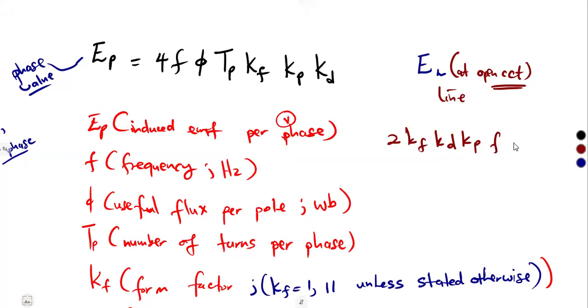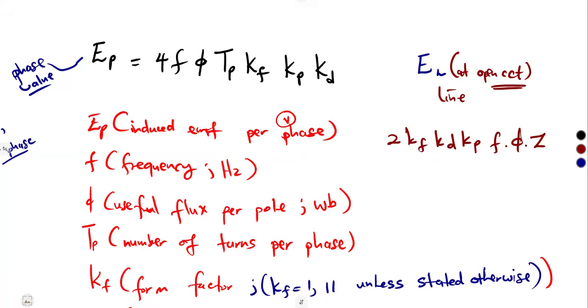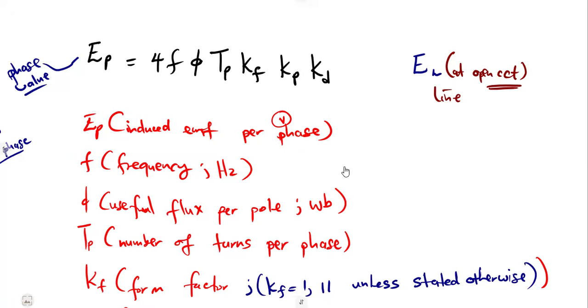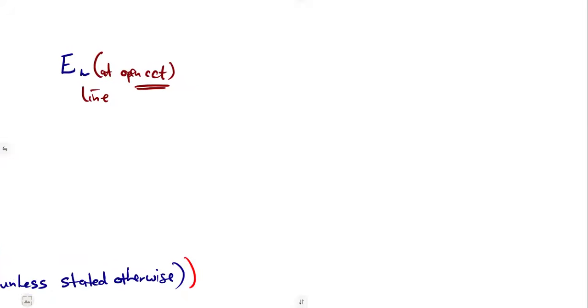KP times the frequency, useful flux, and the number of conductors. You have this formula as it is from your formula sheet. So guys, do not say this formula is wrong. It's still one and the same. And note what exactly you are working with, because as long as you are working with line values and phase values, you must remember the connections that you are given.